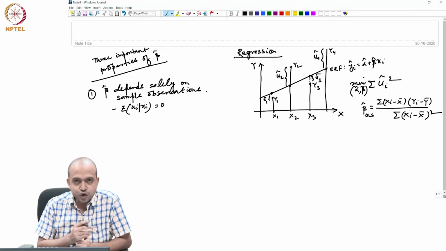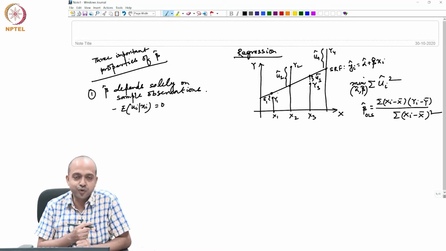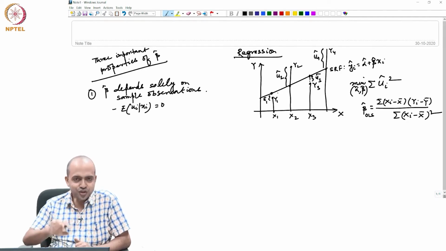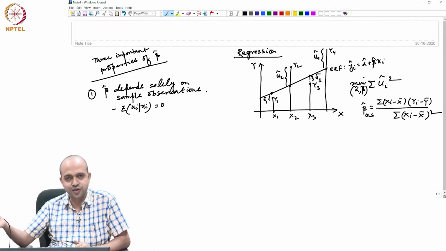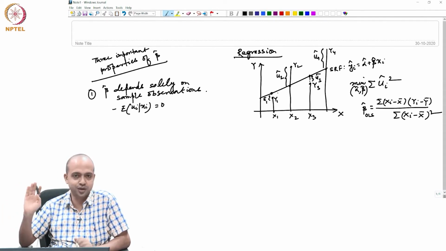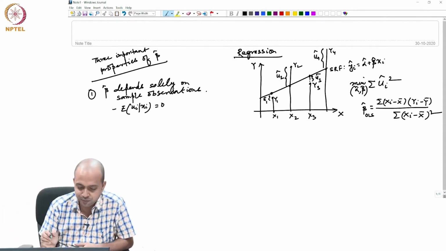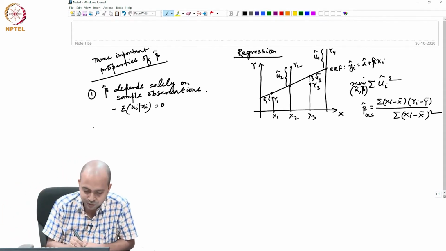And no distributional assumption about the error term is required for this estimation purpose. That means the assumption that ui follows a normal distribution is not required for estimation purpose. Without knowing the distributional properties of ui also we can estimate beta hat. Distributional properties are required for the second stage of inference making, that is all. So, beta hat depends solely on the sample observation.